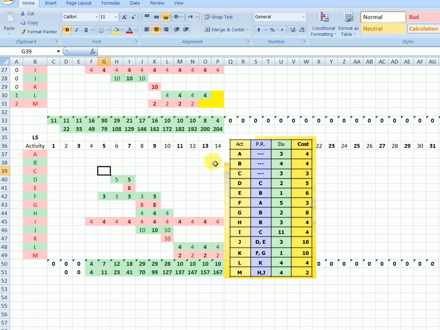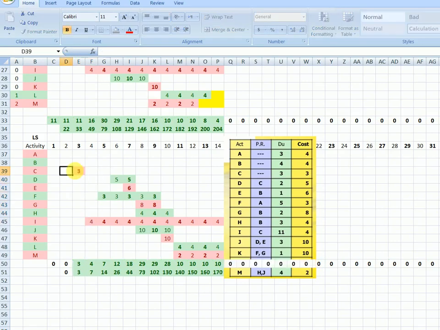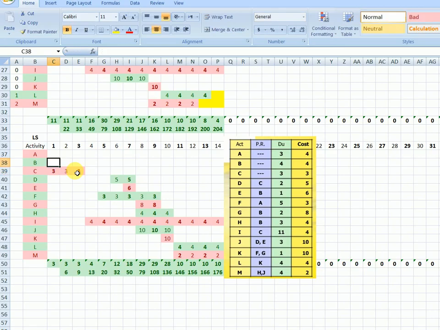Okay. C depends on, okay, this is a good question. Depends on D and depends upon I. Now we have D and I, so it has to be here. Okay, look here. We said 3 and we said 3. Beautiful.